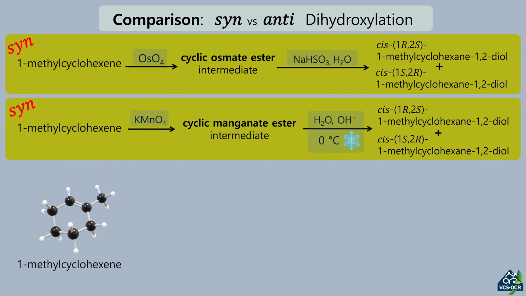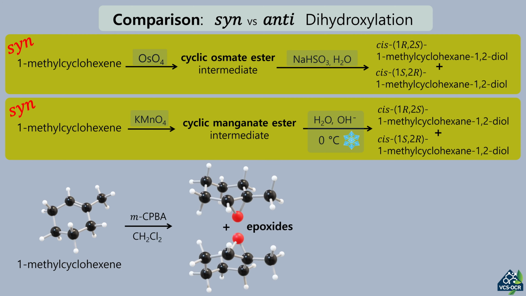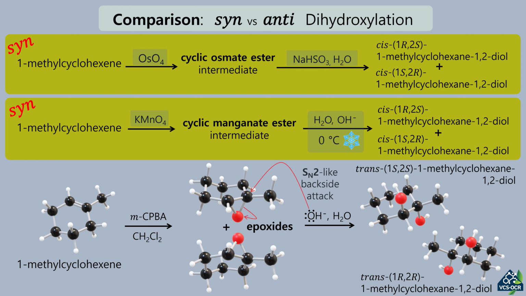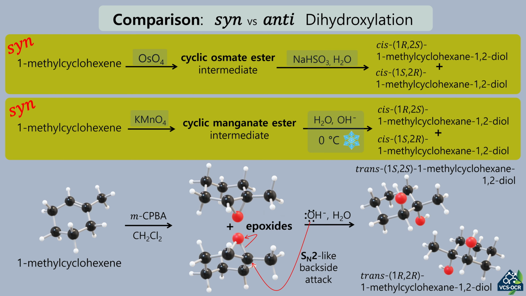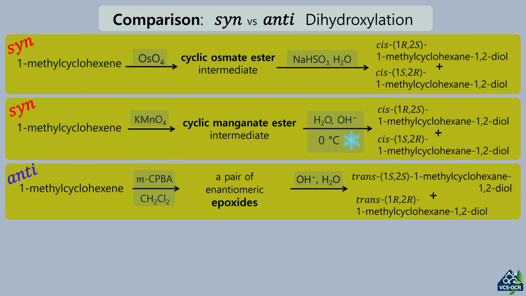In contrast, the second reaction sequence achieves the opposite stereochemical outcome, anti-dihydroxylation. First, the alkene is converted to a three-membered strained epoxide ring by m-CPBA, which fixes the initial C–O orientation. Then, the epoxide is opened via an SN2-like backside attack by the nucleophile, OH-. This action forces the two hydroxyl groups to add to opposite faces of the ring, ultimately yielding the trans-diol product.